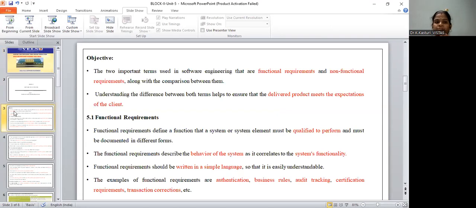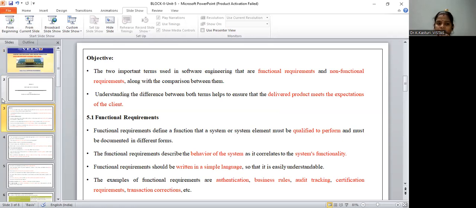What is the objective of this unit? We are going to see the two important terms used in software engineering, that are functional requirements and non-functional requirements. And also we are going to compare both of them. Understanding the difference between both terms helps to ensure that the delivered product meets the expectation of the client. Therefore, to deliver the product with 100% expectation of the client, we need two effective things: the functional requirements and the non-functional requirements.